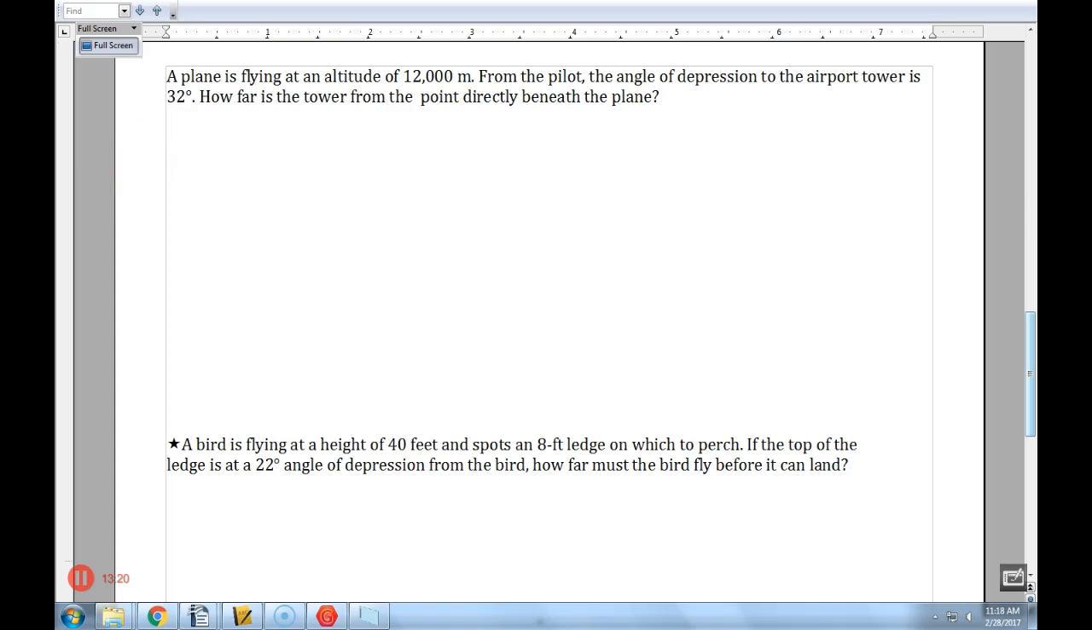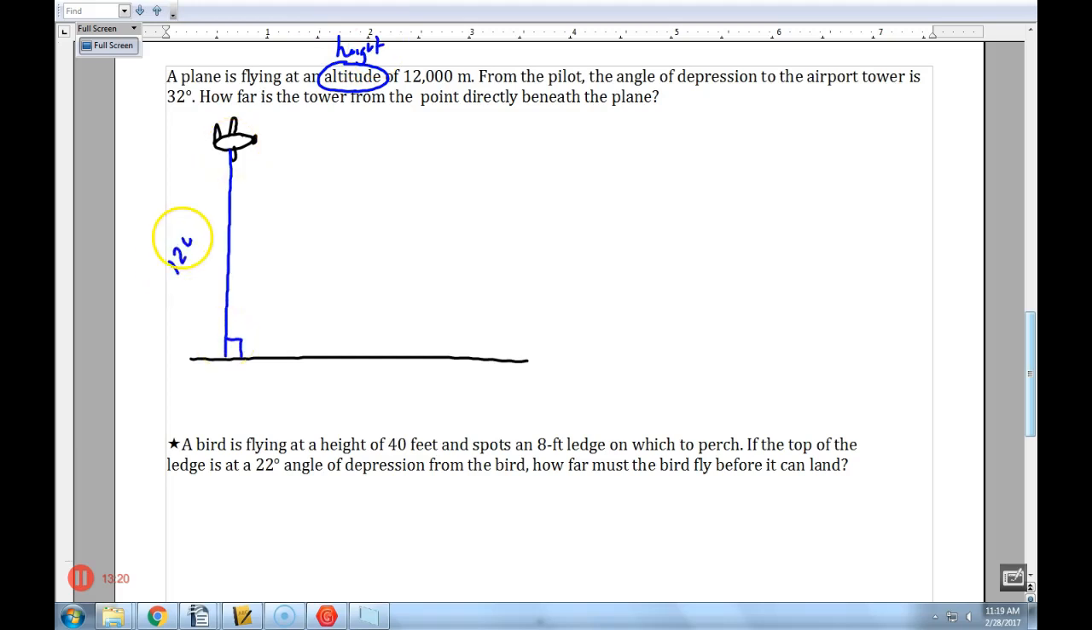All right, next one. A plane is flying at an altitude of 12,000 meters. All right, let's get that out here. So here's the ground. Here is a plane. Pretty crappy version of a plane, but there's a plane. 12,000 meters is the altitude. Remember, altitude is just another name for the height. So the height of this plane from the ground straight down is 12,000 meters. From the pilot, the angle of depression is 32 degrees.